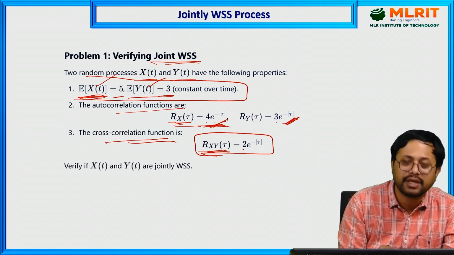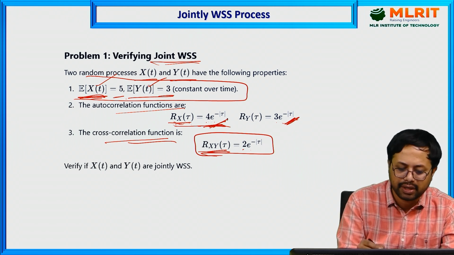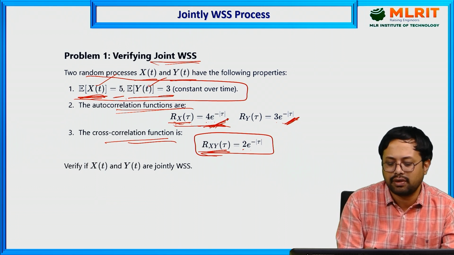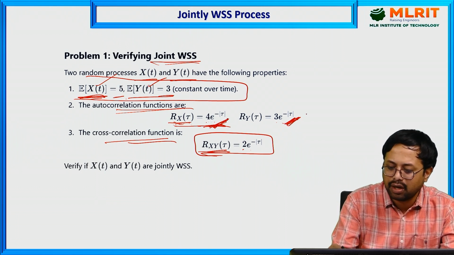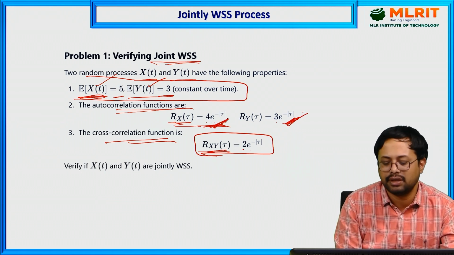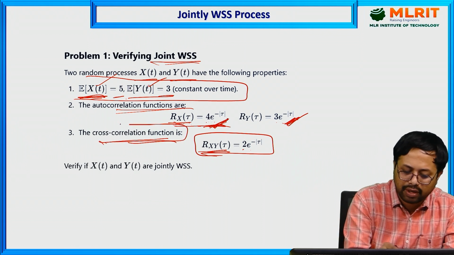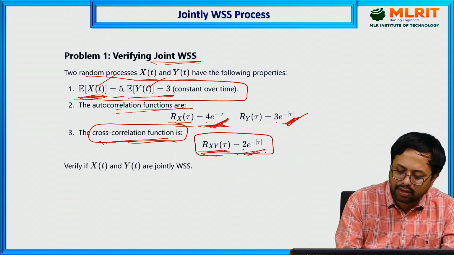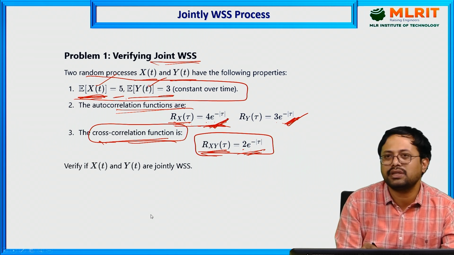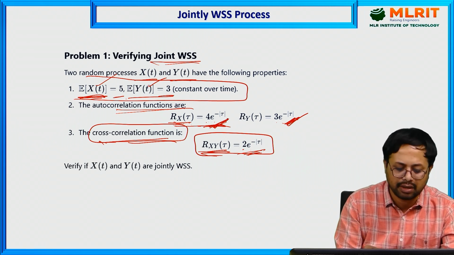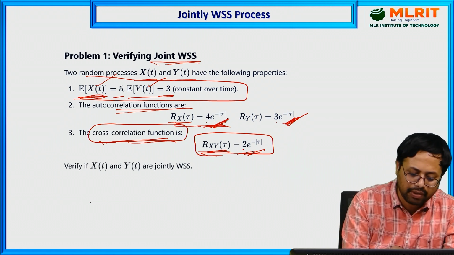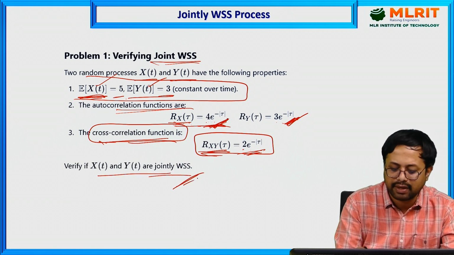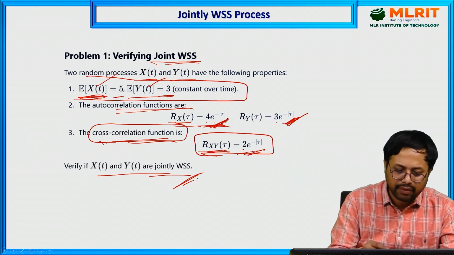Here the expectation of x of t and expectation of y of t are both independent of time t. The autocorrelation function of x of t is independent of time t, and the autocorrelation function of y of t is also independent of time t. The cross correlation function is also independent of time t. Based on the conditions, you can check and verify. This is a shortcut, or if you want, you can solve the problem to verify that x of t and y of t are jointly wide sense stationary.